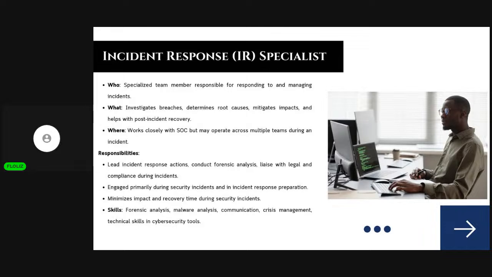the impact. And the incident response specialists will work closely with the security operations center manager, most especially when they have multiple teams. So they can now do that remotely. So, what are the skills? You must have forensic analysis capability, you must have malware analysis capability, you must have crisis management skill, because you can't be panicking when your institution is facing a cyber threat. You have to have technical skills in cyber security.